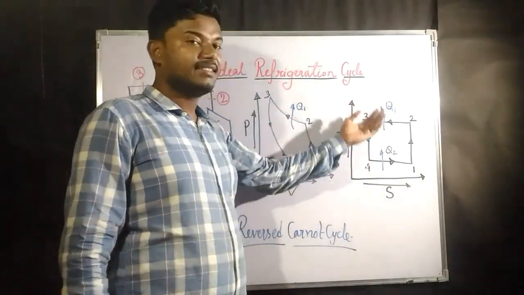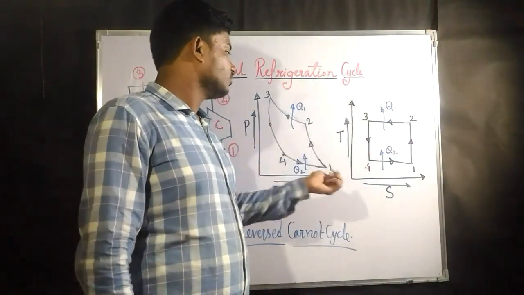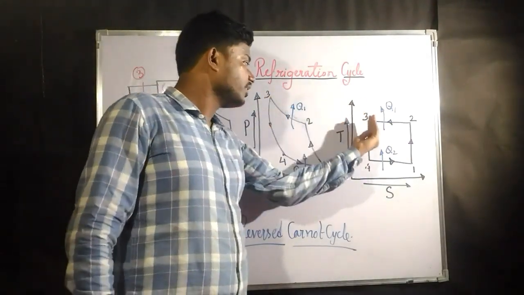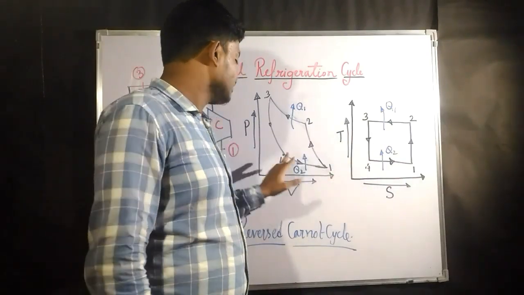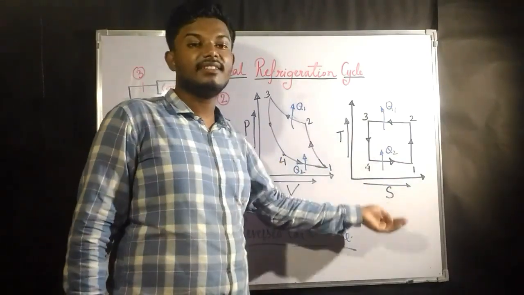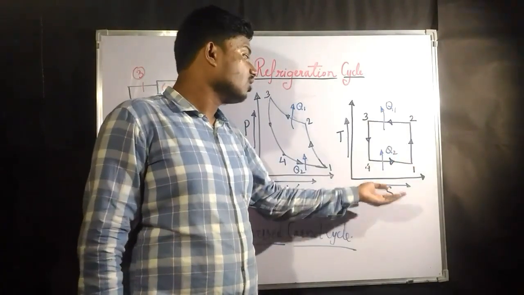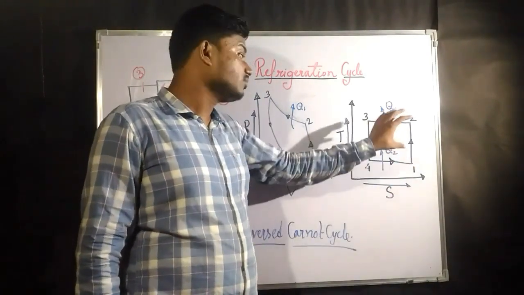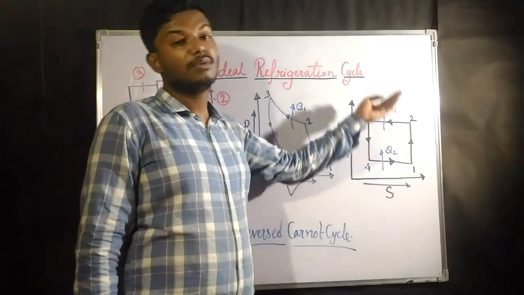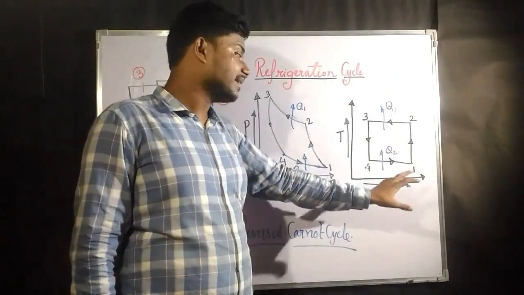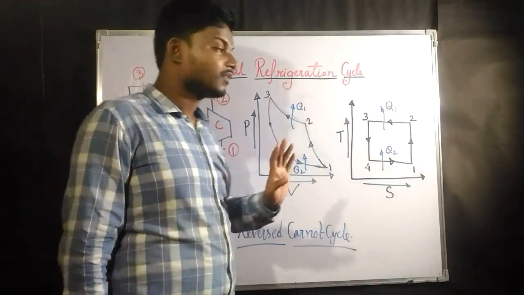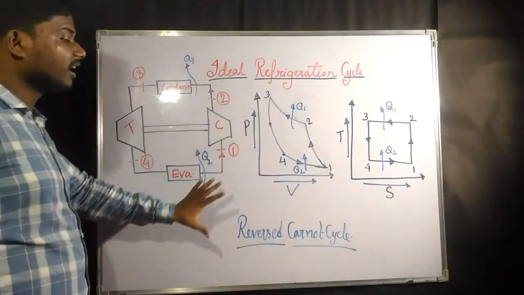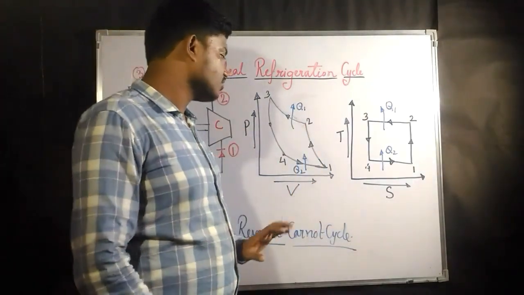3 to 4 is again an isentropic process, or adiabatic expansion process, so it is going to be parallel to the T axis. And the final thing is 4 to 1, that is heat addition to the system. Or you can say the heat that has been taken out from the space where you need to maintain a temperature. So 4 to 1 is nothing but heat input to the system. So this is going to be our ideal cycle, that is the reverse Carnot cycle.